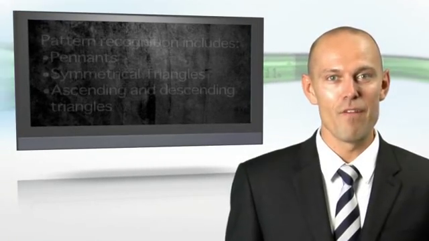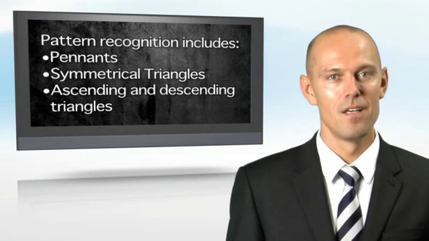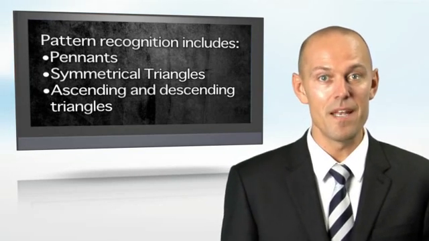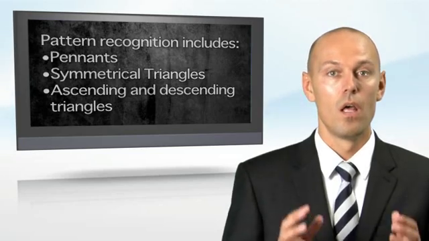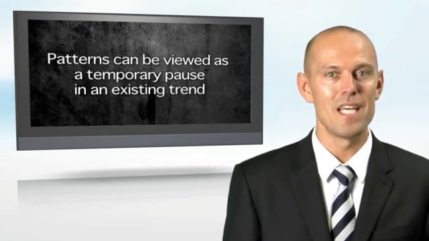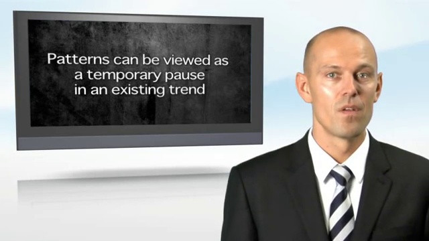In the field of pattern recognition, you will encounter pennants, symmetrical triangles, as well as ascending and descending triangles. All of those will appear on the screen while I explain how they are traded. But remember, they are all pretty much identical in nature. All of them make use of trend. They're all considered holding patterns before the original trend continues, whether that is to the upside or the downside. As such, you can view these patterns as a temporary pause in an existing trend.